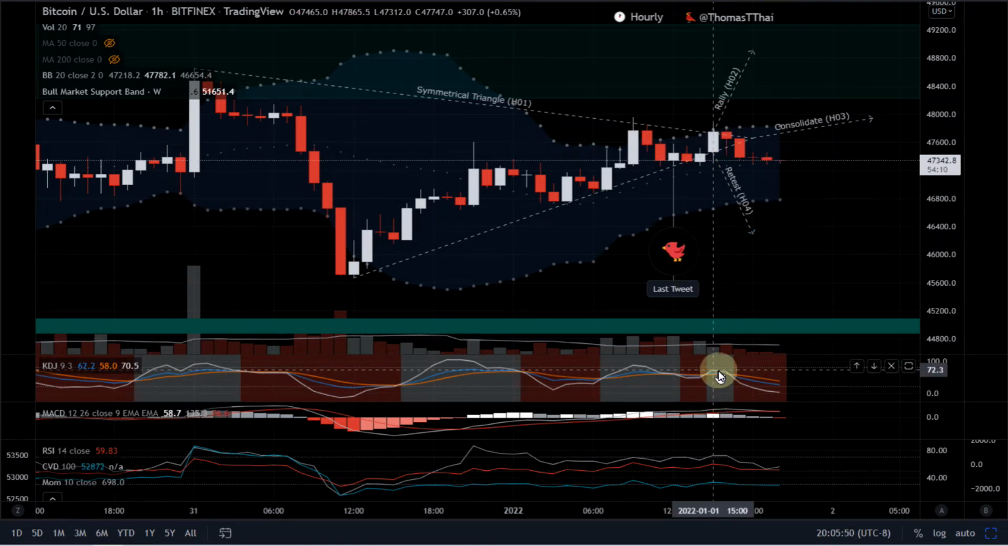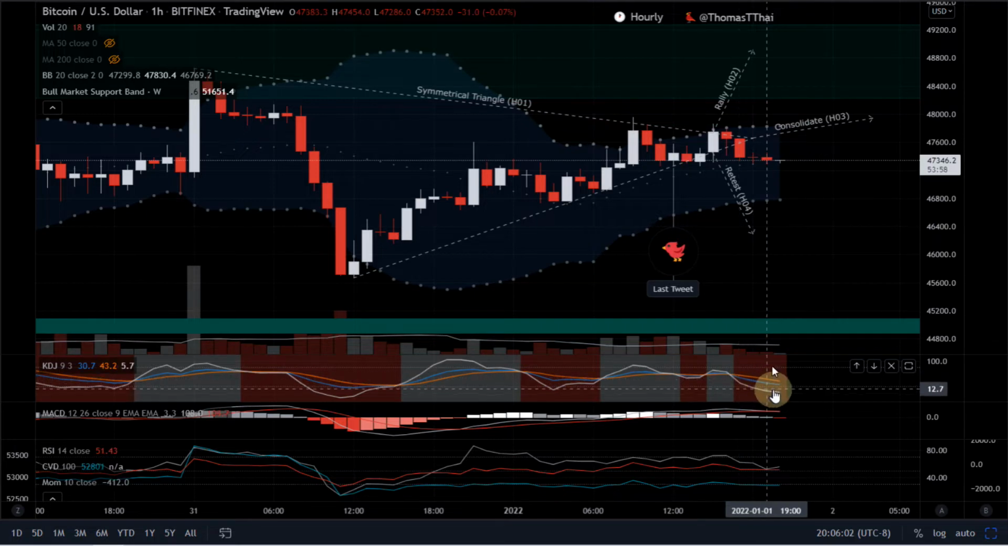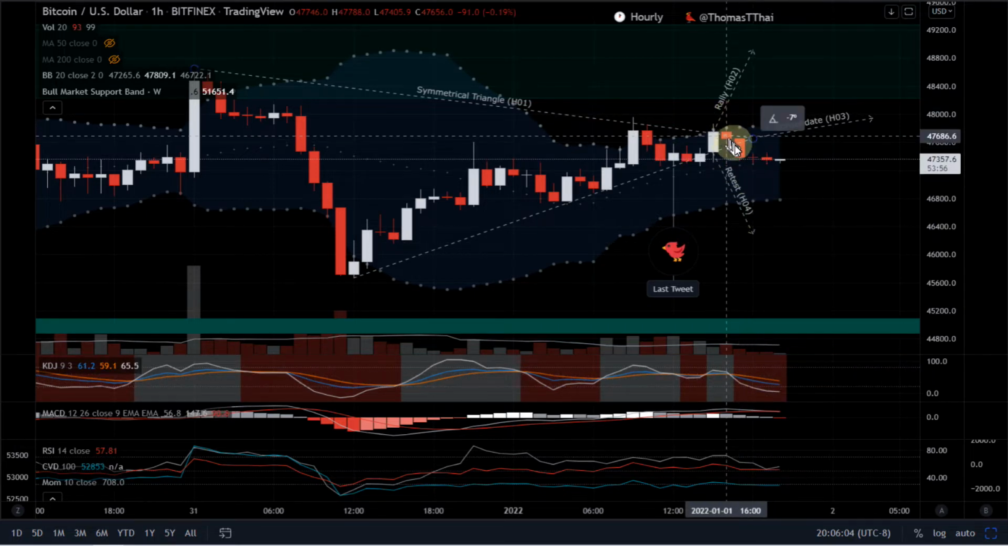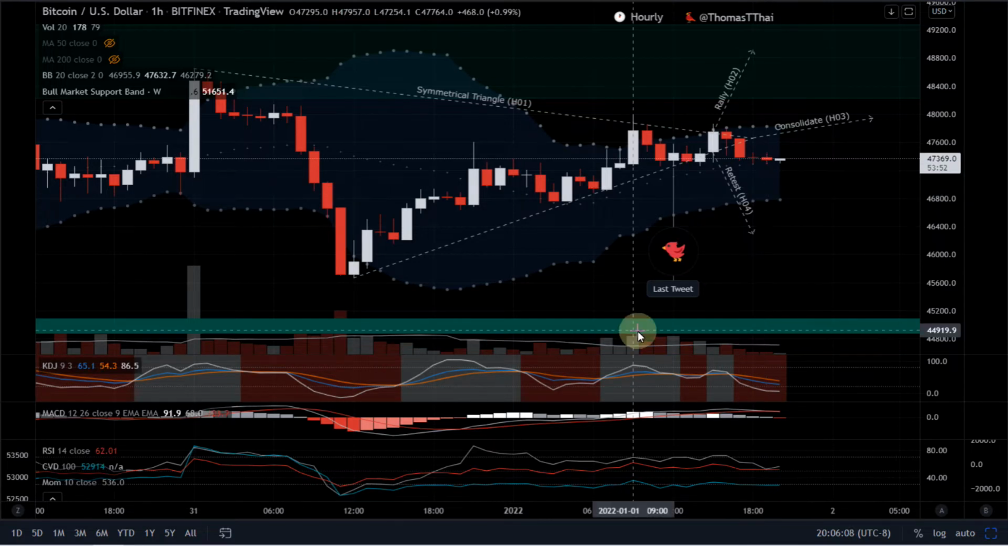And then the white J line started going down again below the other two, and all three start to fan out, but on a declining slope. You can see going down, and that's what happened here: 3 red candles, actually 4. So that's KDJ. Take a look at that. It's a pretty accurate indicator on short terms.